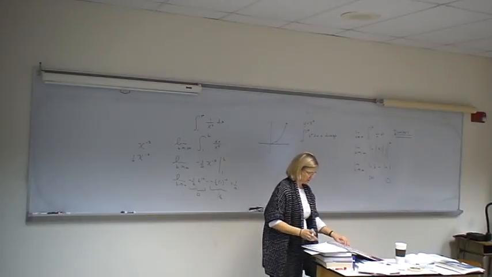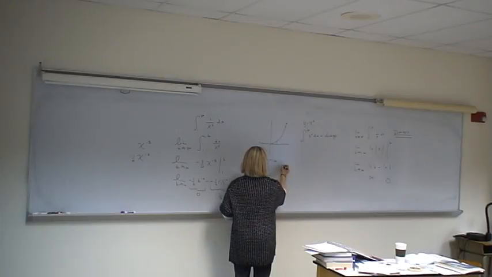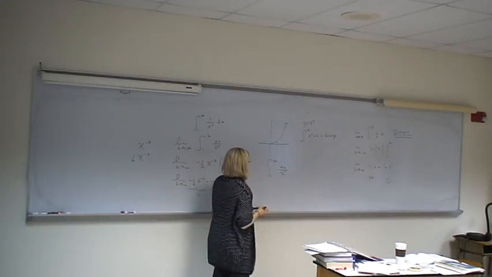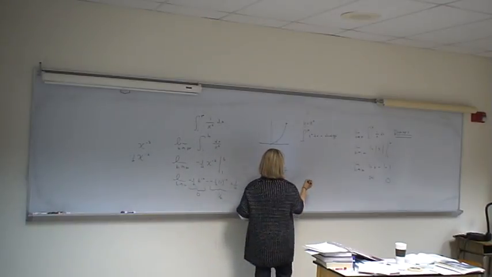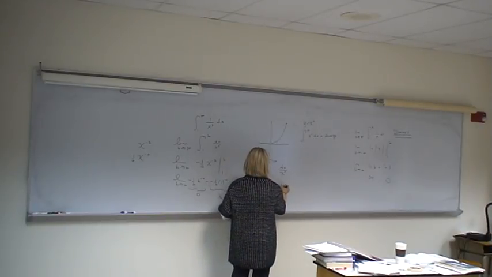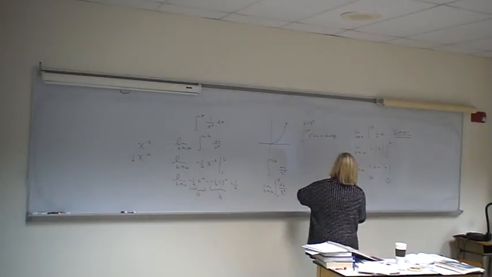Okay, so in general, we're going to look at the integral from 1 to infinity of dx over x to the p power, okay? That's the same thing as the limit as b goes to infinity of the integral from 1 to b of dx over x to the p power, okay? So I'm going to write this out.